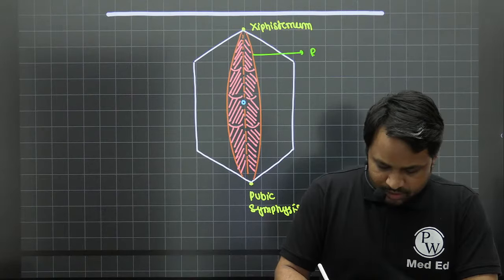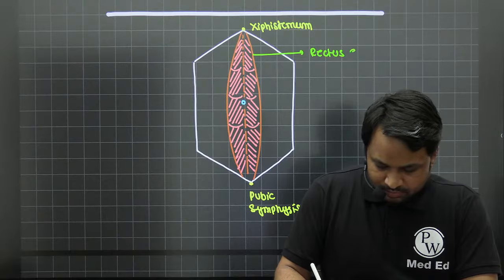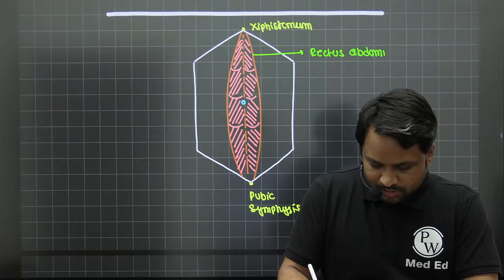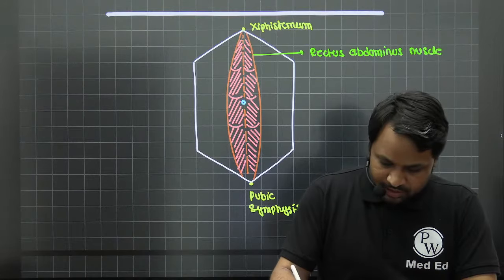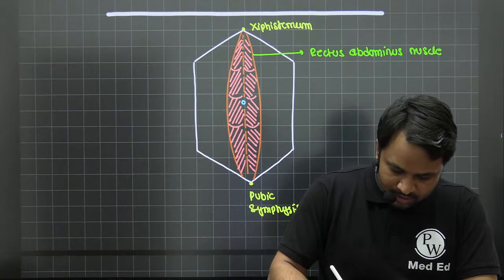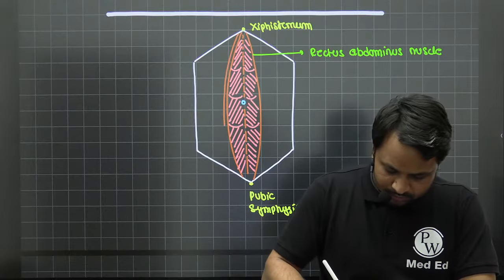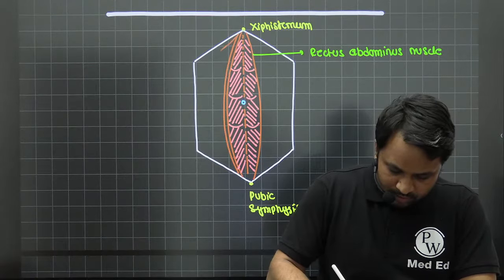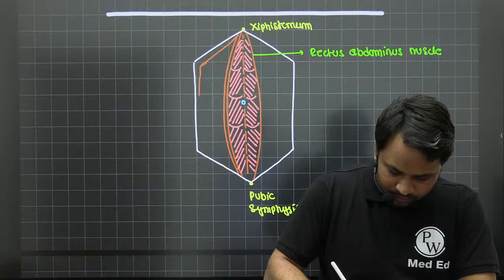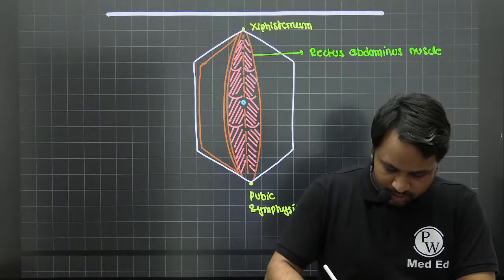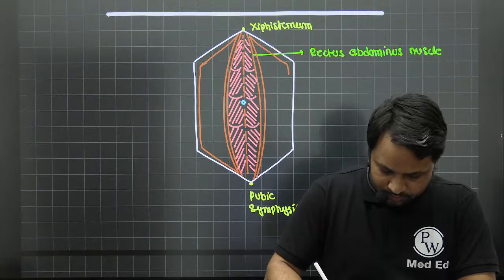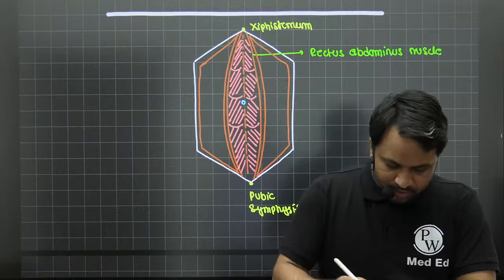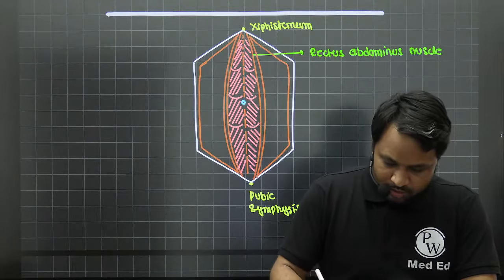This happens to be the rectus abdominis muscle. And right next to the rectus abdominis muscle, this is your lateral abdominal wall muscle.